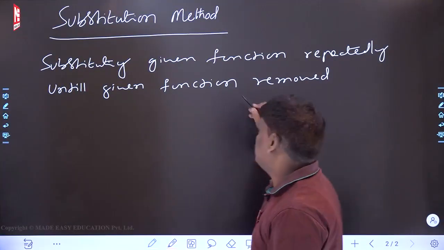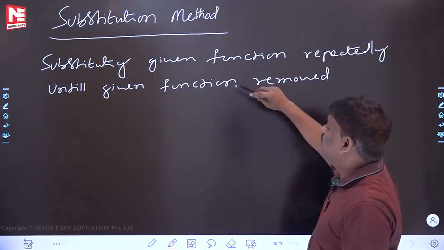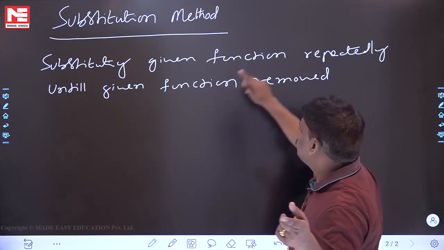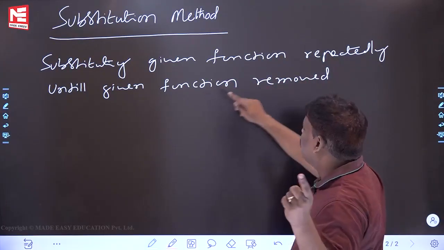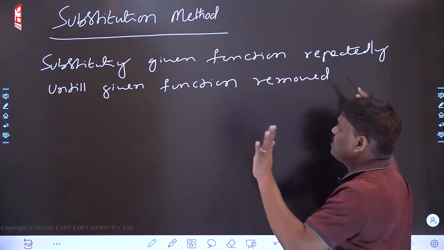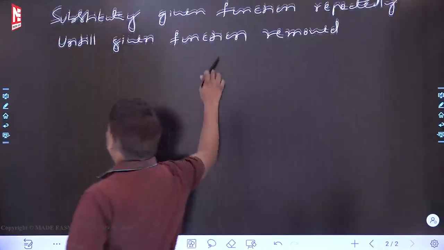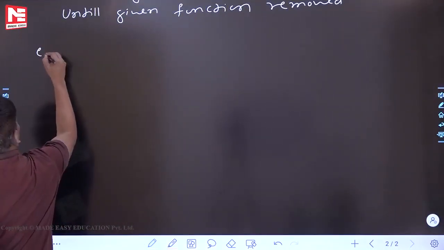Right, fine. So now see this one. Substitution method definition, I have written it and repeated it many times. Substituting the given function repeatedly until the given function is removed is known as the substitution method. Take the first problem.